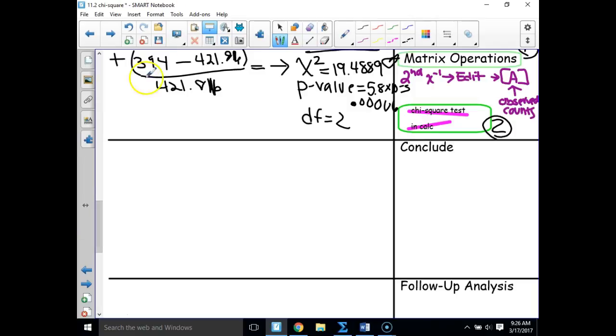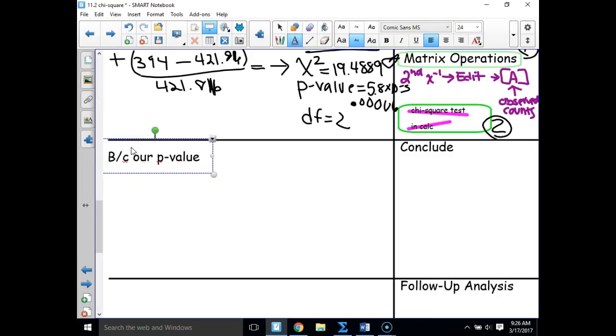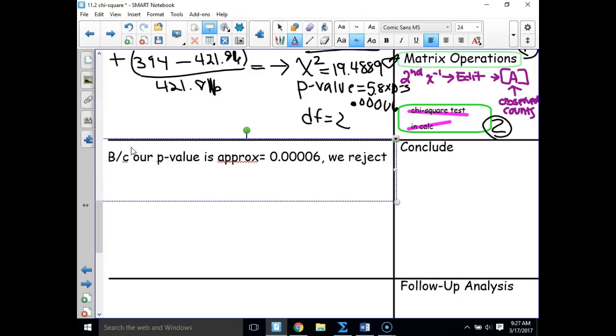Our conclusion, what are we going to do, guys? Because our p-value is approximately 0.00006. When the p-value is low, we reject the H0. Yes, your conclusions will always be the same.